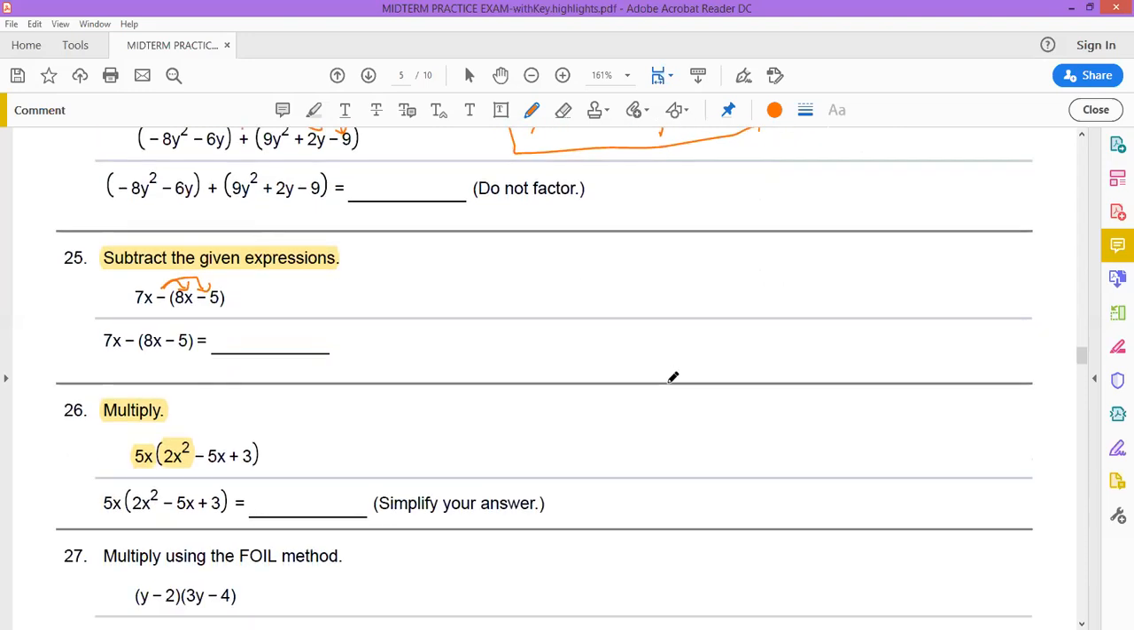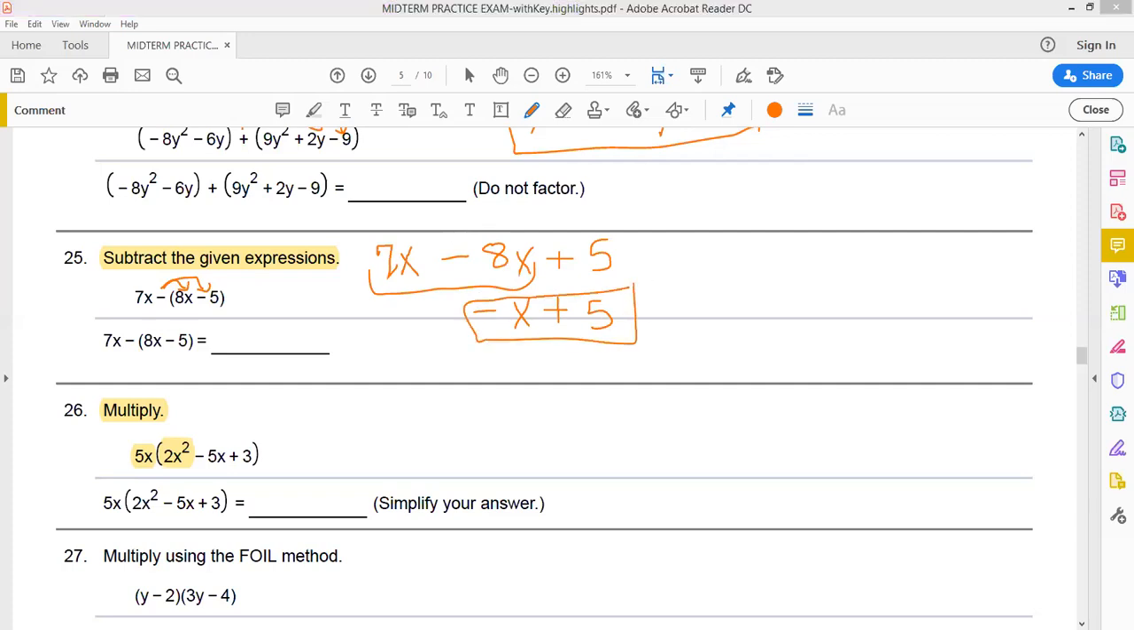Now let's look at 25. We got 7x minus 8x, and then minus minus, that becomes positive 5. We want to combine like terms. We just have these two like terms. 7x minus 8x will give us negative x. Negative 1x, but we don't have to write the 1. And then we'll carry down the 5. That's our answer for number 25.